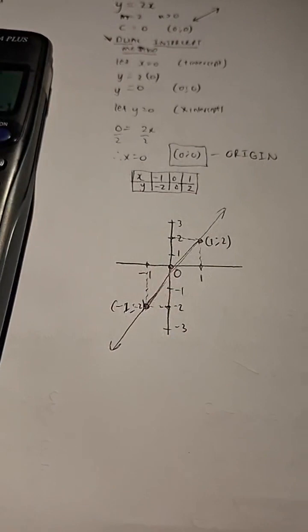-1 and -2. That's so that we can see the points.